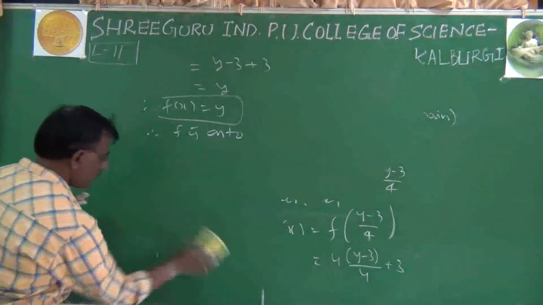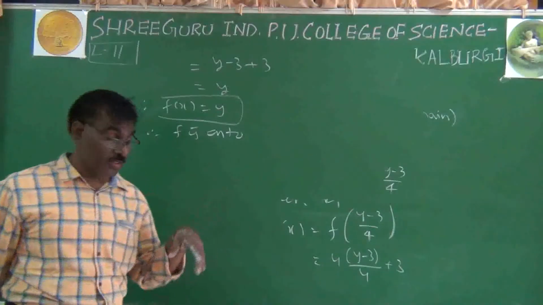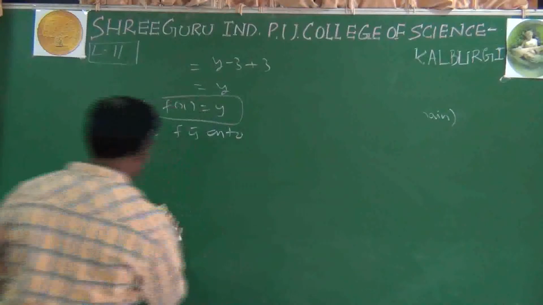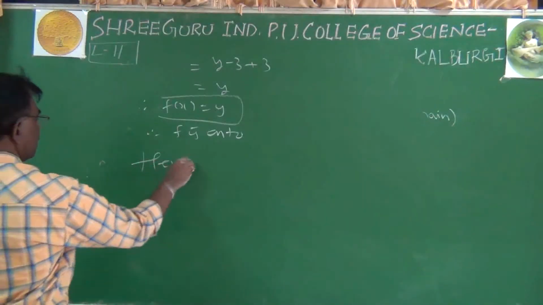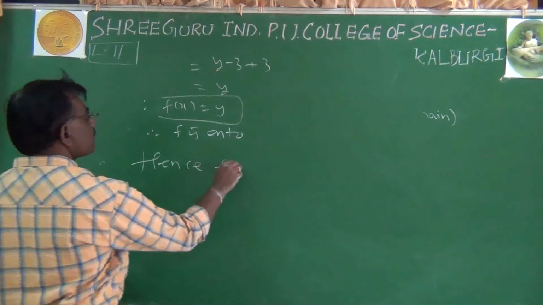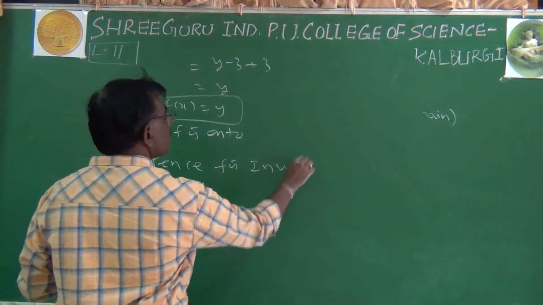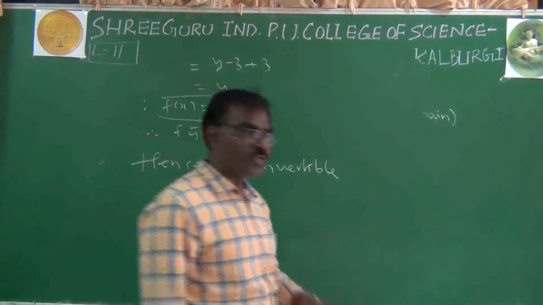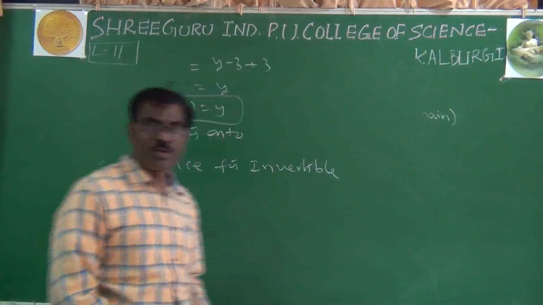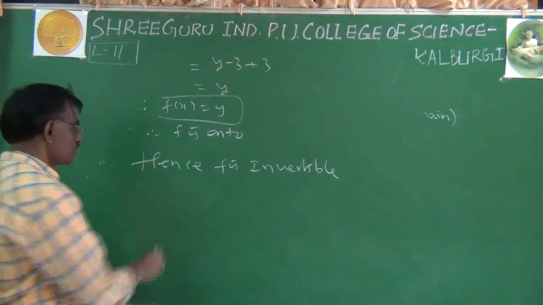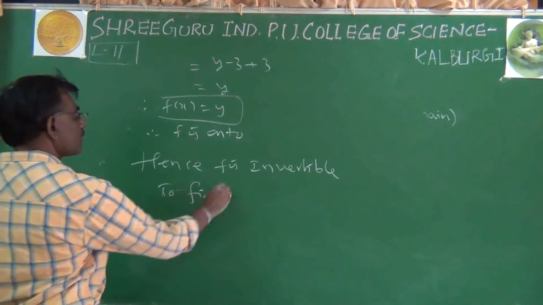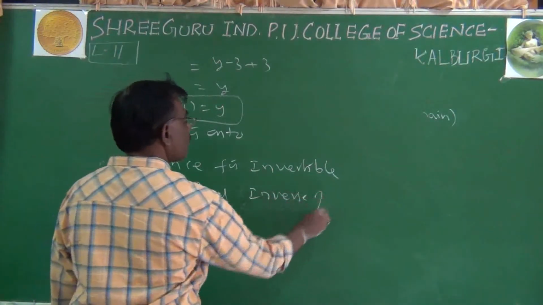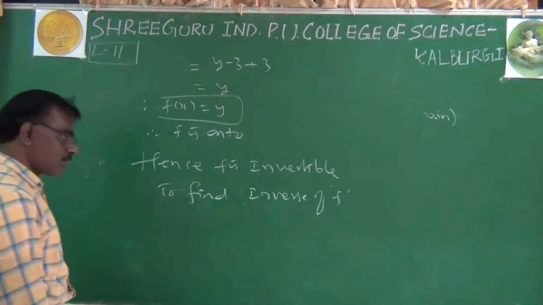f of x is y. f is onto. Hence f is invertible. I told you f is both one-one and onto. Hence the function f is invertible. And also find the inverse. To find the inverse of f.